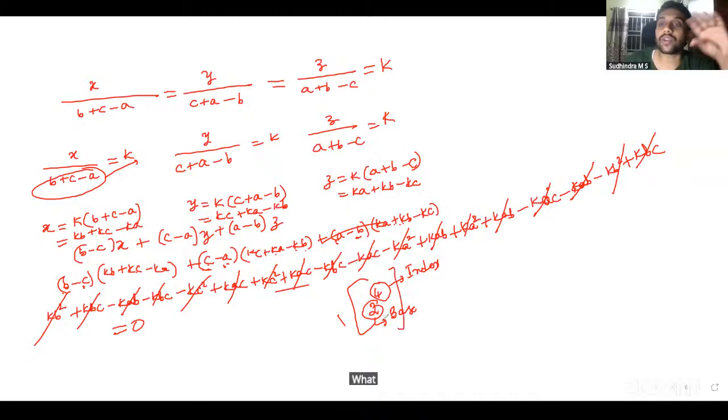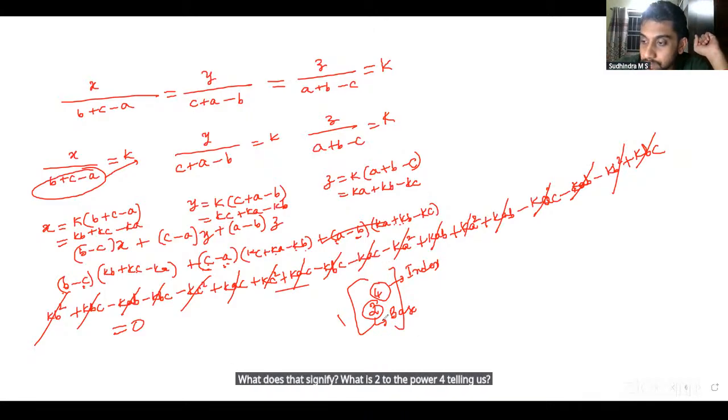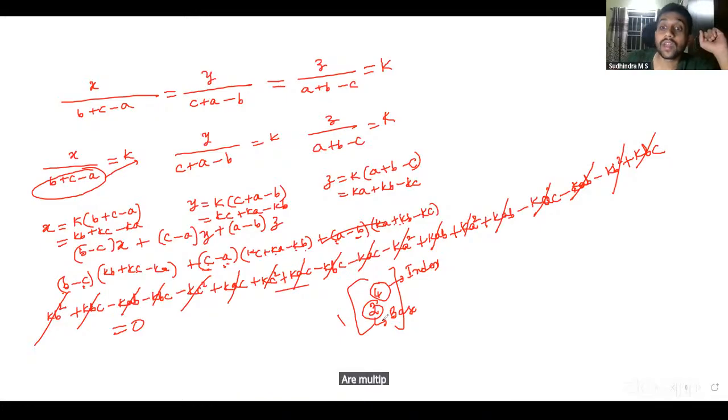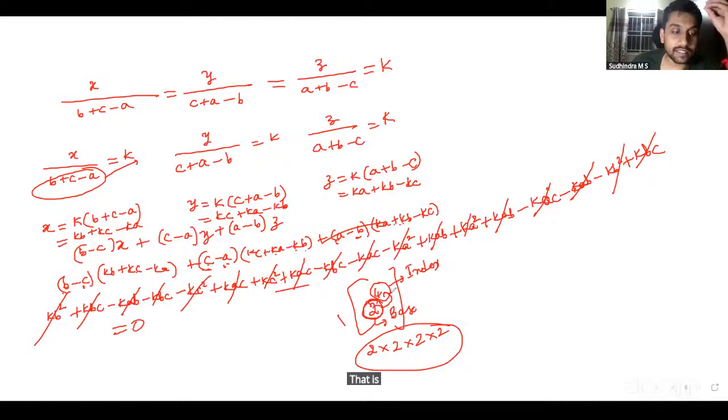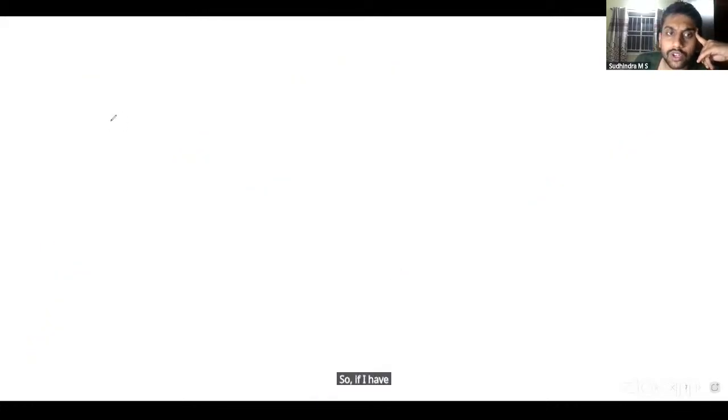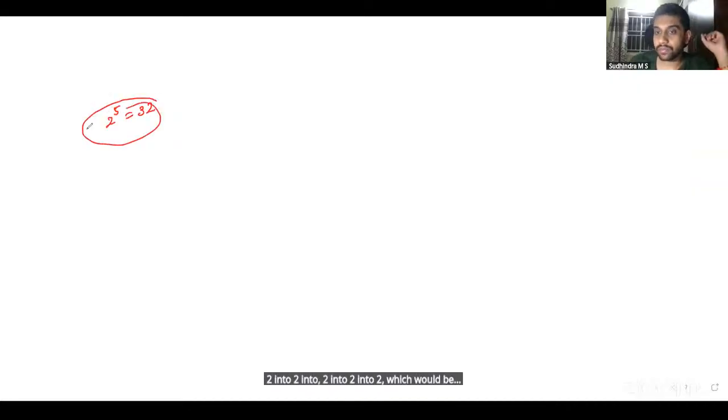What is 2 to the power 4 telling us? Multiplying 2 4 times. Yes, multiplying the base the number of times of the index. So 2 to the power 4 means 2 into 2 into 2 into 2. That is what indices tell us. So if I have 2 to the power 5, 2 into 2 into 2 into 2 into 2, which would be 32. That is what indices is about.